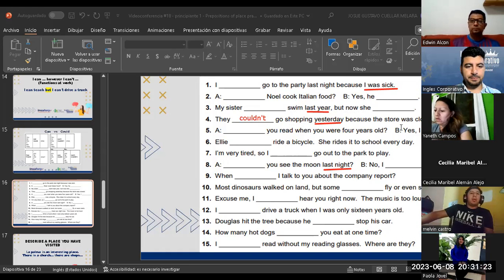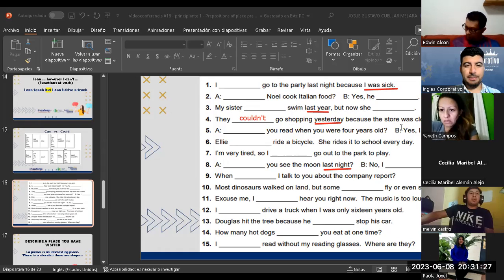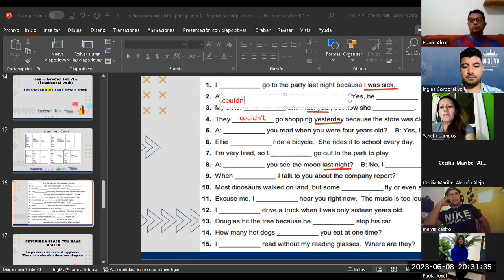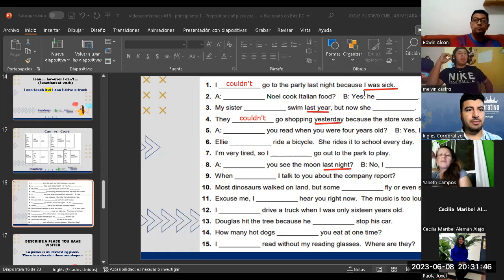Bea. Sería, I couldn't. Number one. I couldn't go to the party last night because I was sick. Okay, perfect. No pude ir a la fiesta anoche porque estaba enfermo. Perfect. That's it. Edwin and Melvin.